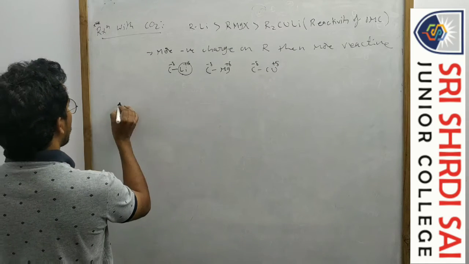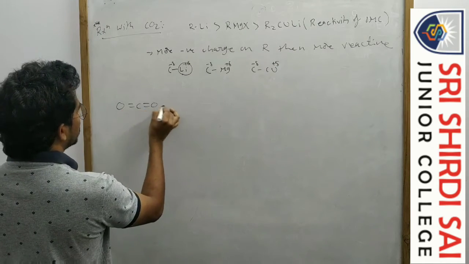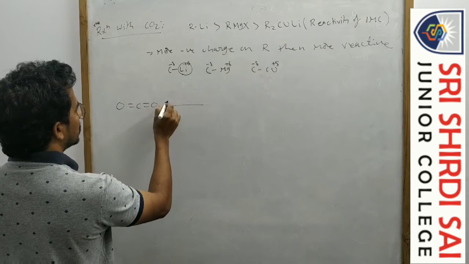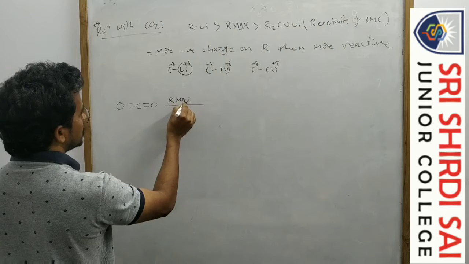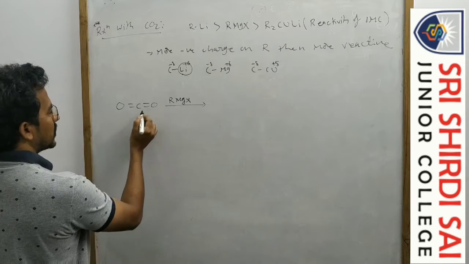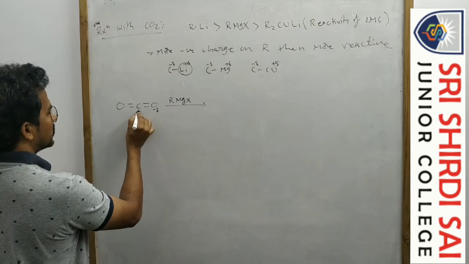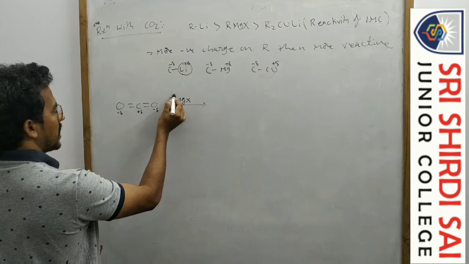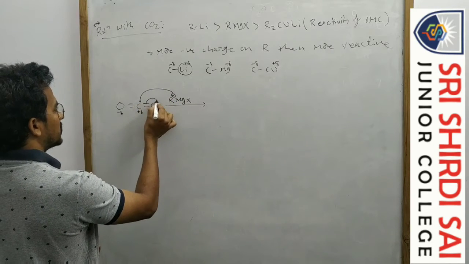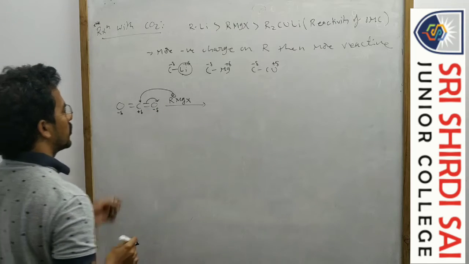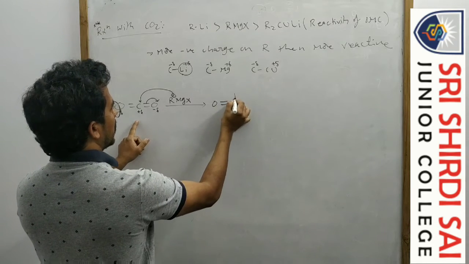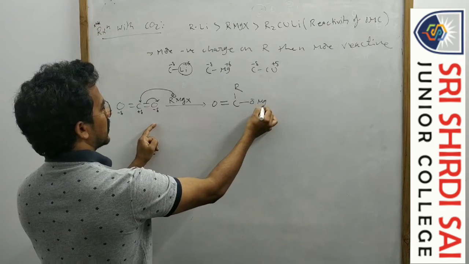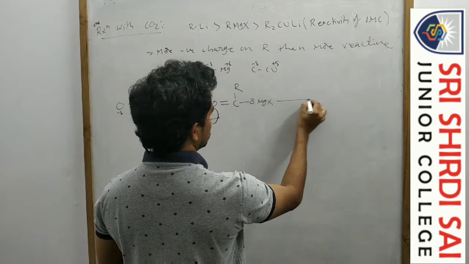Now, I am treating carbon dioxide with RMgX, first the general reaction. This carbon carries a partial positive charge and the oxygens partial negative. R minus attacks this positive carbon, and the electrons are transferred to oxygen. So we get C double bond O, the alkyl group, and O minus MgX, followed by hydrolysis.